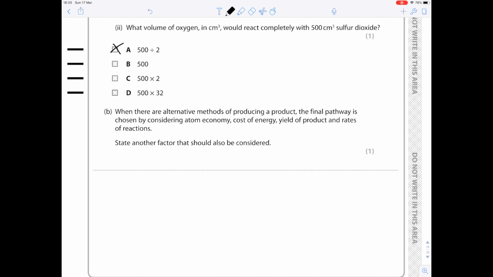When there are alternative methods of producing a product, the final pathway is chosen by considering atom economy, cost of energy, yield of products, and rates of reaction. State another factor that should be considered. So use your common sense here. Let's actually think, when we're looking at a product, what is it we're after? Well, you might want to look, if it's a reversible reaction, at where the position of equilibrium lies. And again, if there are side reactions taking place, you might want to have a look at how useful those byproducts would be. So either one of those answers would be suitable.